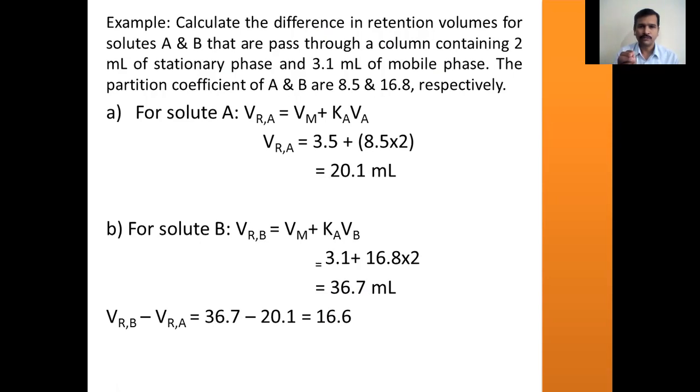Assume 1 millimole of the solute has been introduced to the chromatographic column. Maybe 0.5 millimole of the solute might have been distributed equally between stationary and mobile phase. The retention ratio will be 0.5 divided by 1, that is going to be 0.5. So this is how the retention ratio can be calculated.